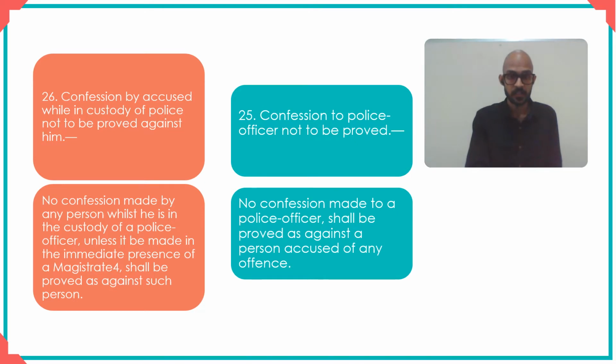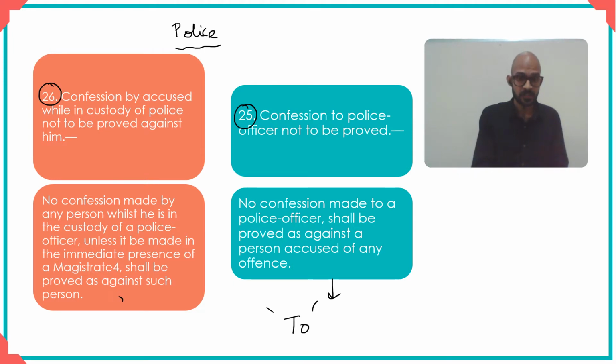Then we studied section 25 and 26 in our previous lesson, lesson number 27. Both of these deal with confession and the police. Section 25 deals with confessions that have been made to a police officer. Section 26 deals with confessions that have been made in the custody of the police officer. In case you require to refresh your memory, go back and watch that lesson before continuing any further.